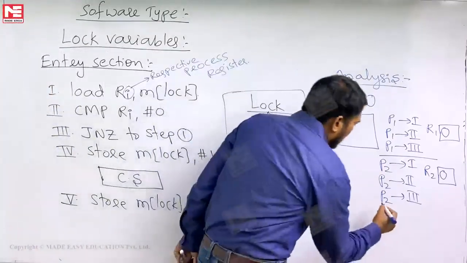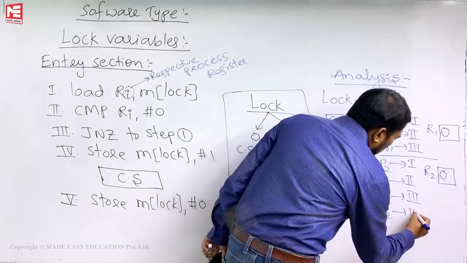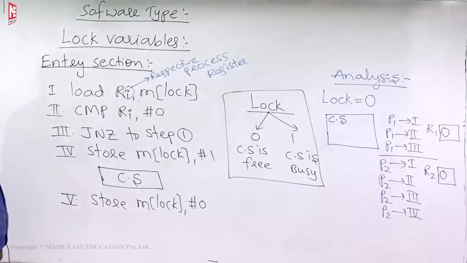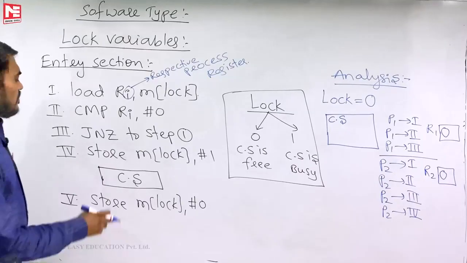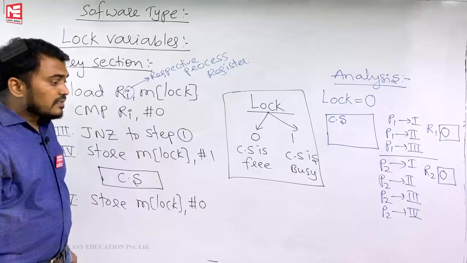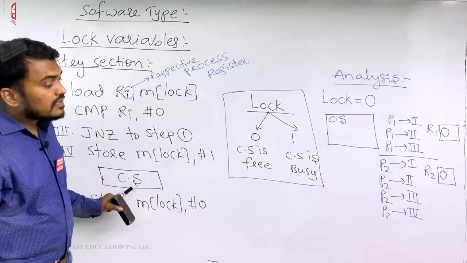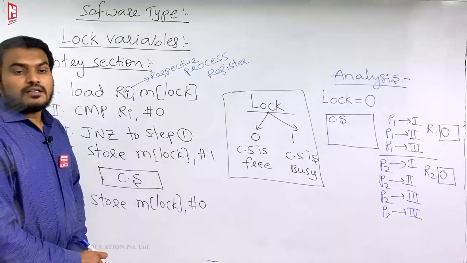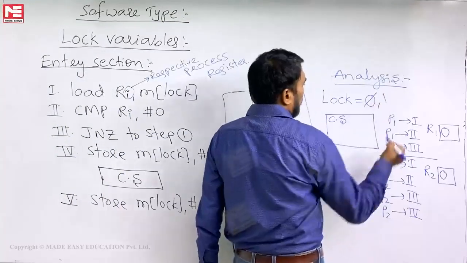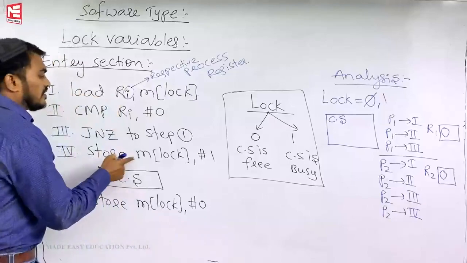And listen carefully. Next, now P2 is executing the fourth instruction. So now tell me, when P2 is executing the fourth instruction, what is the fourth instruction? We store the value of 1 into lock. Listen, so now the lock value is getting updated. Look at here. So lock value becomes what here? 1. So we are storing the value of 1 into lock.